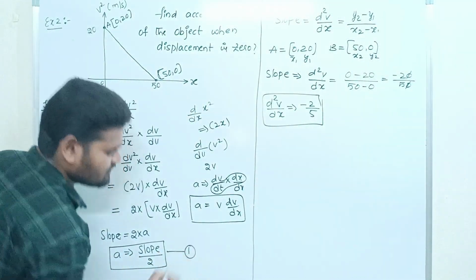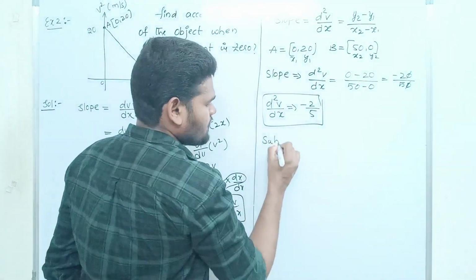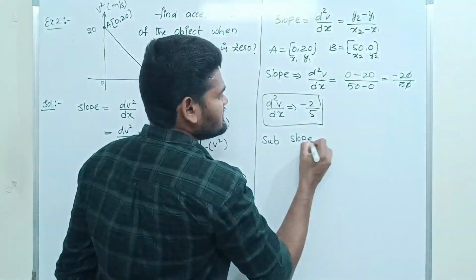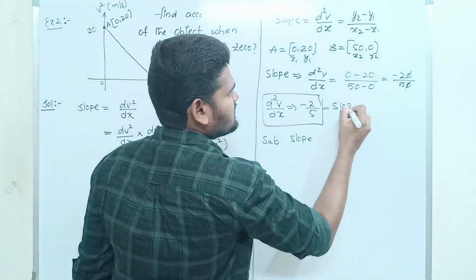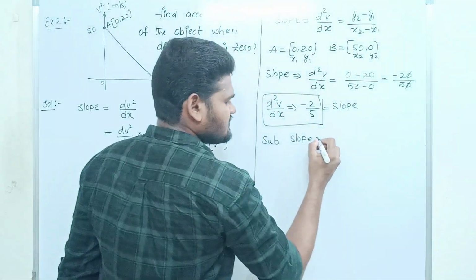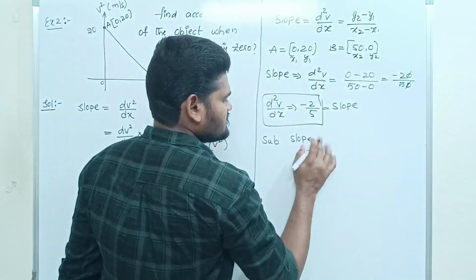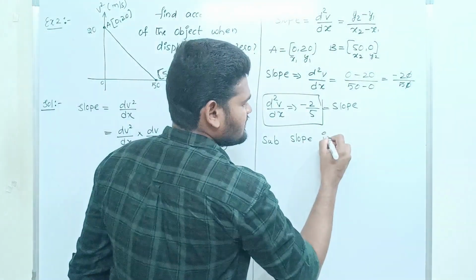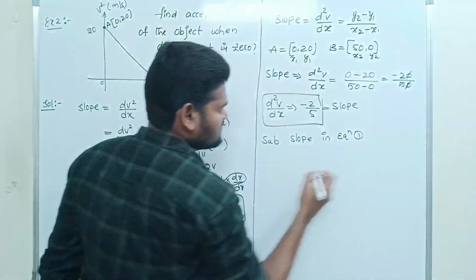Let us say this is equation number 1. Substitute the slope. What is this? This is the slope, dv by dx is equal to how much? Substitute the slope in equation 1. So what is equation 1?